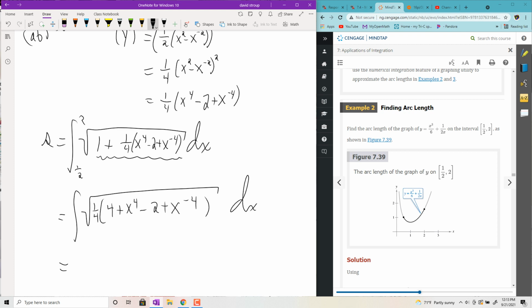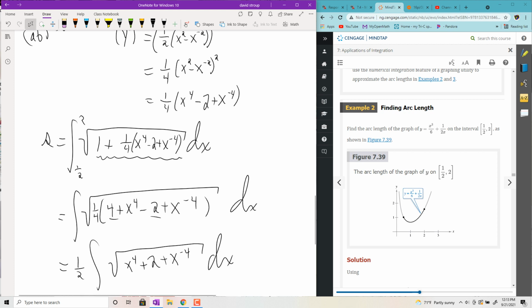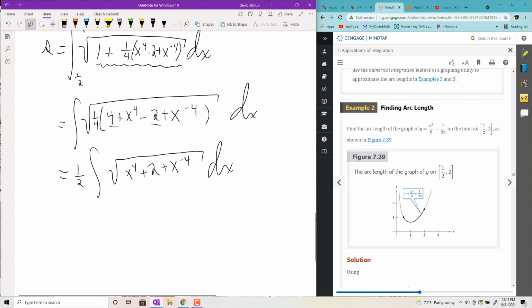You can factor out the 1/4 of the radical and then the integral. So you get a 1/2 integral square root, combining like terms. 4 minus 2 is 2. So you get x to the 4th plus 2 plus x to the negative 4th, which is quadratic in form. Okay, it's a perfect square trinomial, so to speak.